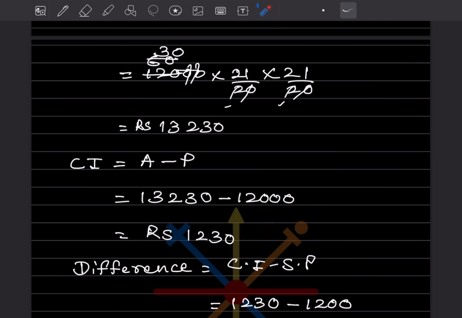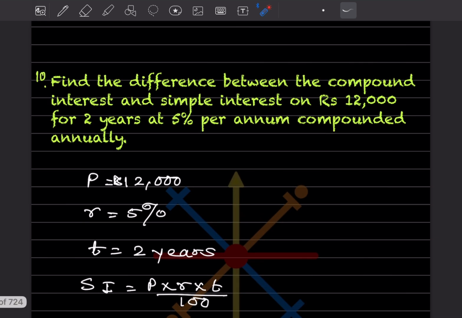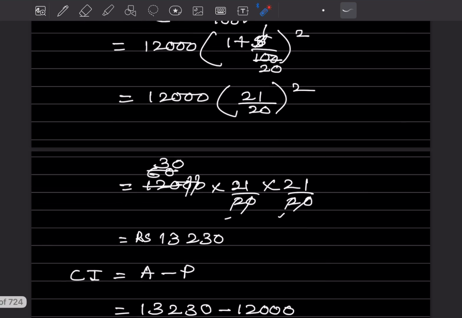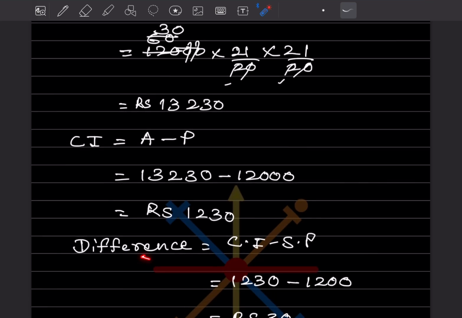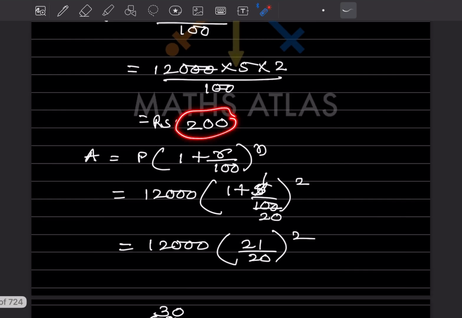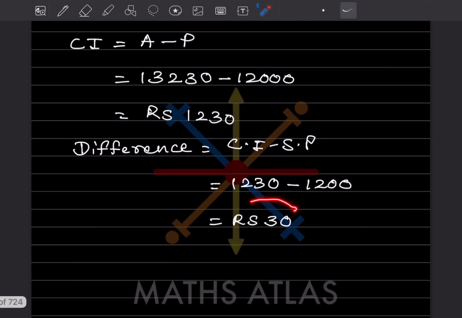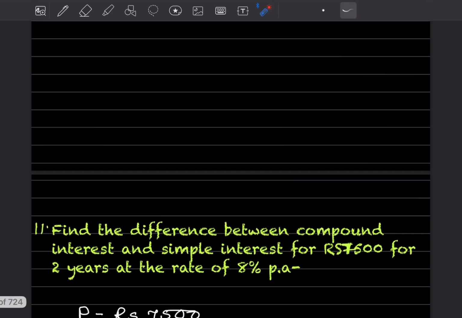So now they have asked us to find the difference between the compound interest and the simple interest. So this difference will be compound interest minus simple interest. So compound interest we have as 1230, and the simple interest we got here as 1200. So the difference is rupees 30.